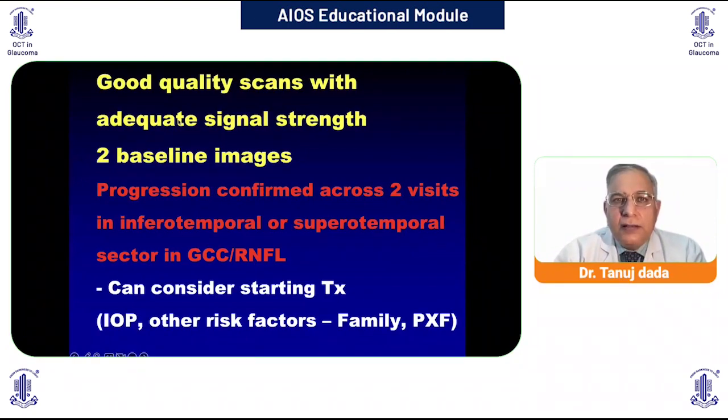Always ensure that there is a good quality scan. You have taken 2 baseline images, and if you can document confirmed deterioration of the RNFL or the ganglion cell complex across 2 visits, that confirms progression. Then you can discuss with the patient and consider clinical examination, other risk factors, and have a discussion with the patient on starting treatment, because you have documented structural progression of the optic nerve damage on the OCT.